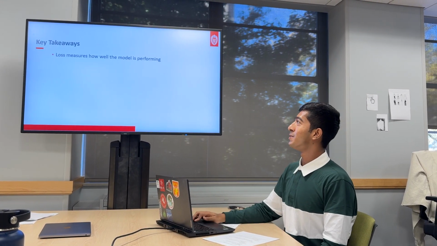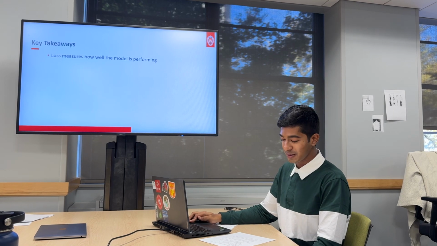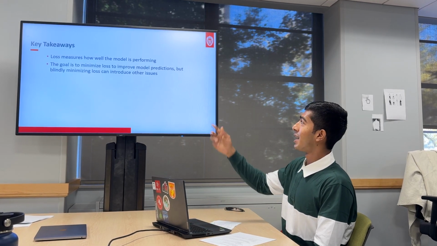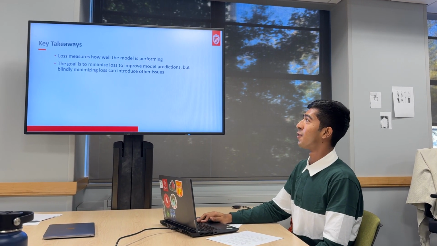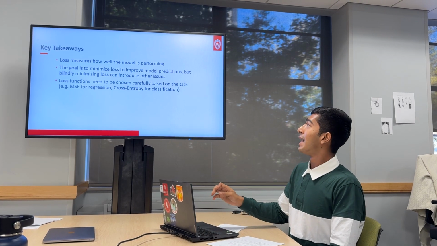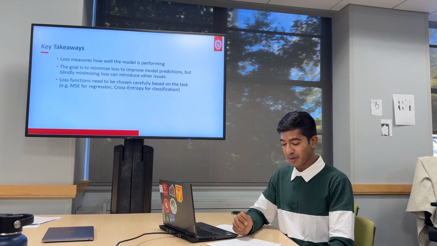So key takeaways: we saw loss measures how well the model is performing. We also saw that the goal is to minimize the loss to improve model predictions. And loss functions need to be chosen as per the type of problem.